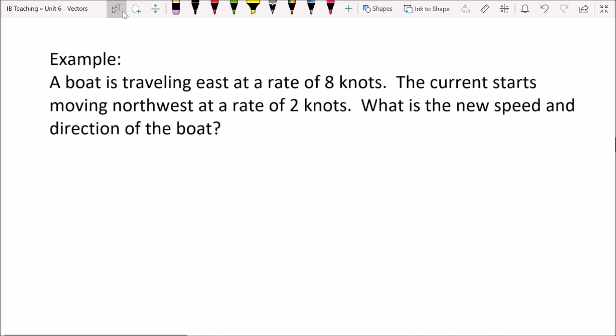A boat travels east at a rate of 8 knots. Knots, by the way, is nautical miles per hour. You can think of it like miles per hour for this question. The current, meaning the water that's flowing, starts moving northwest at a rate of 2 knots. What's the new speed and direction of the boat?